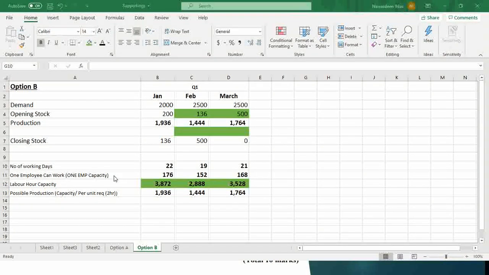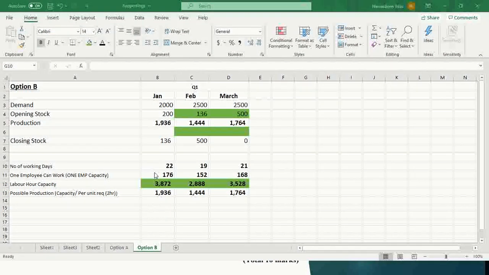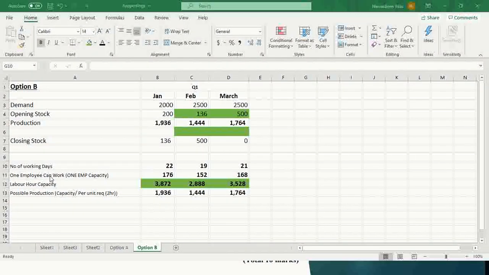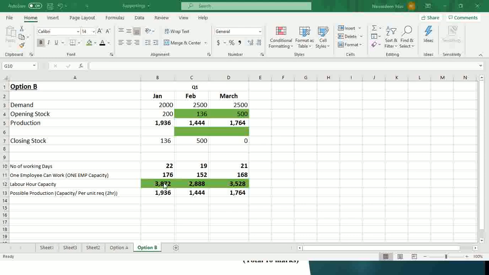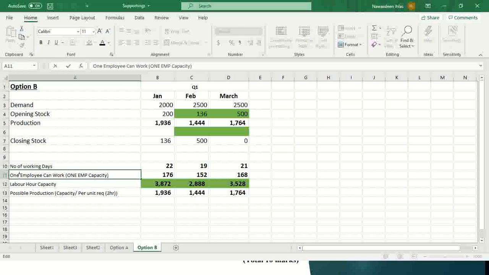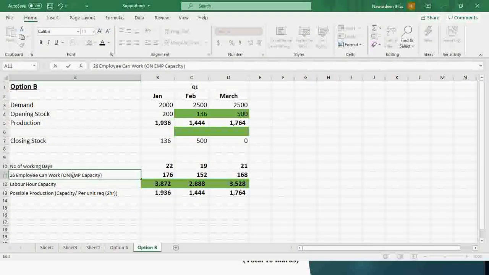So here I am going to make a small change. I have considered only one employee can work 176 hours. So here I have taken this for only one employee. Here we have 26 employees, so I'll take 26 employees, which means all employee capacity.